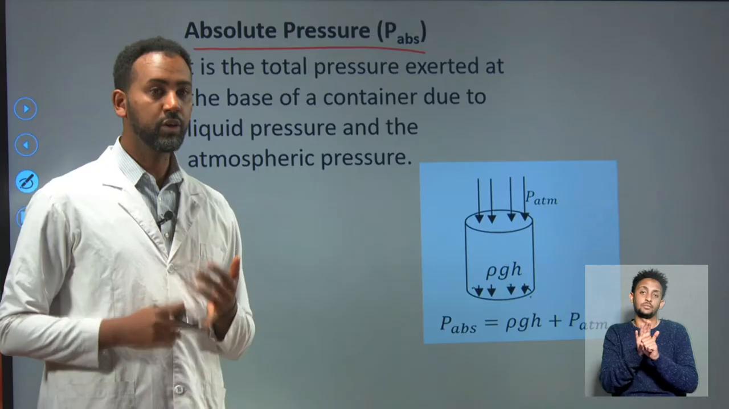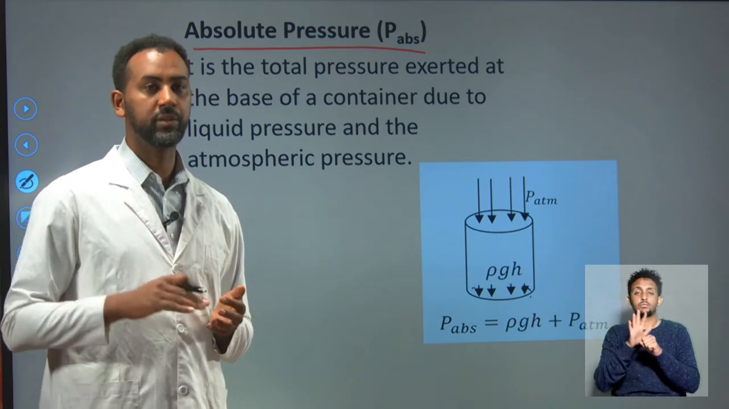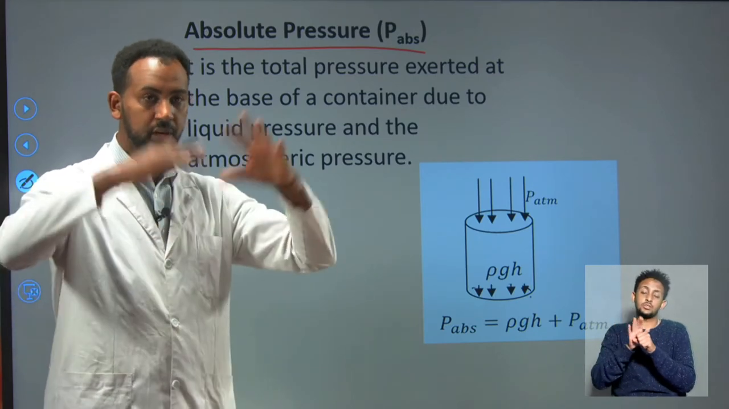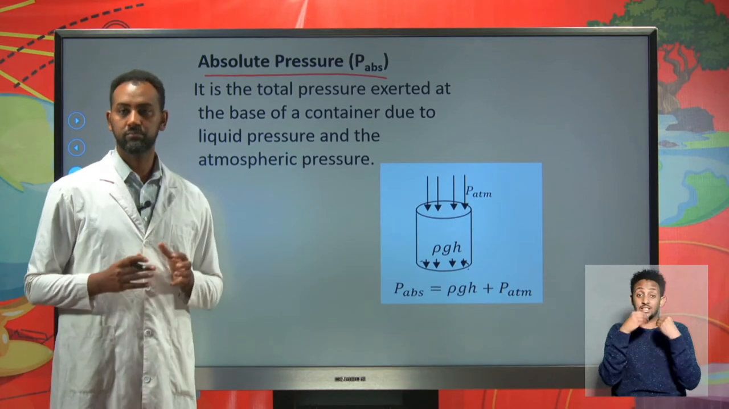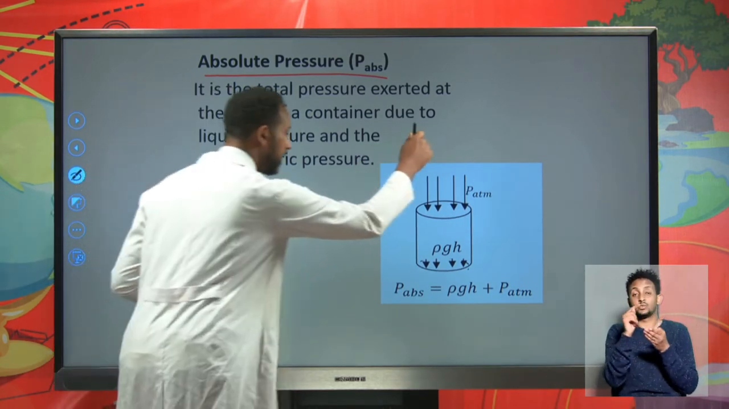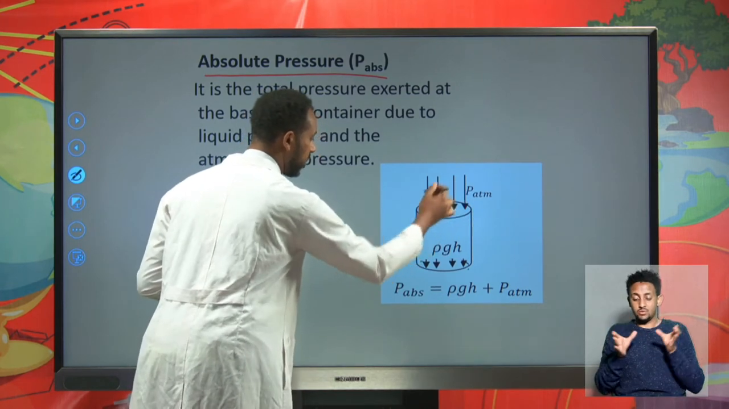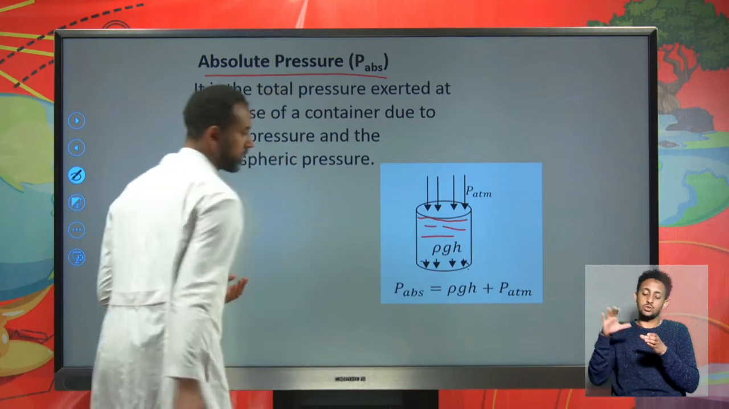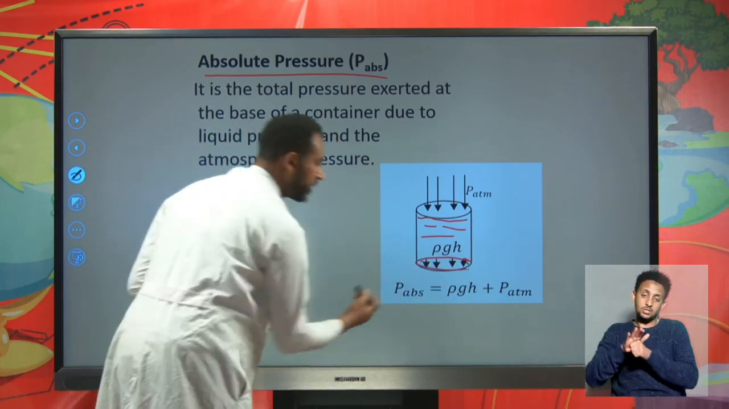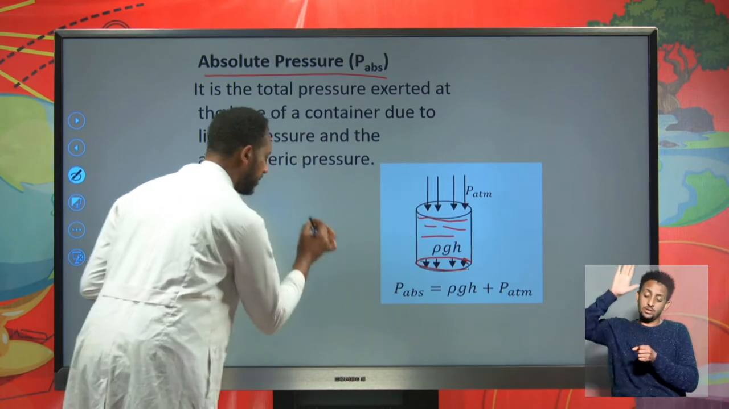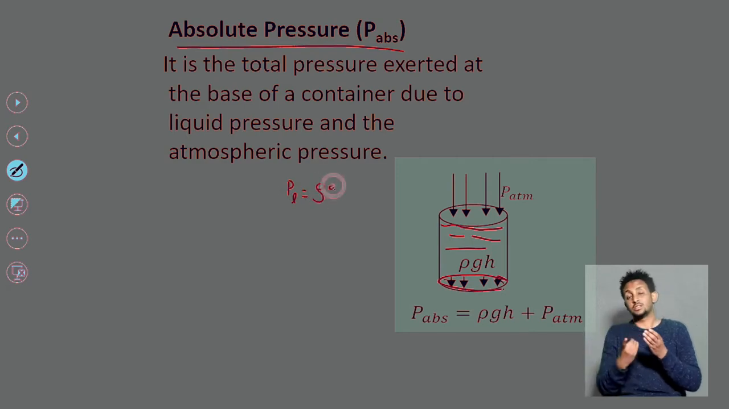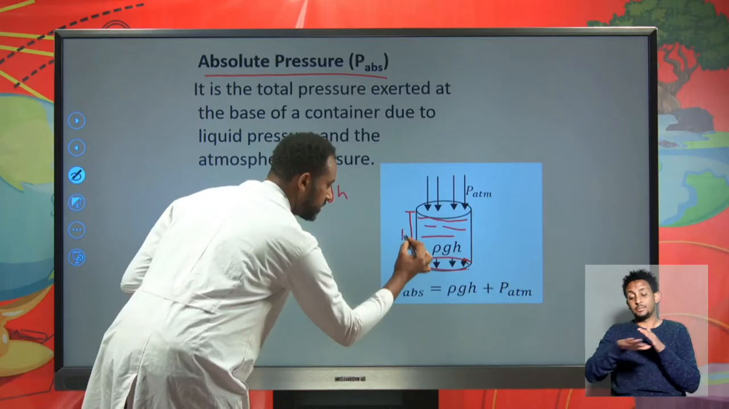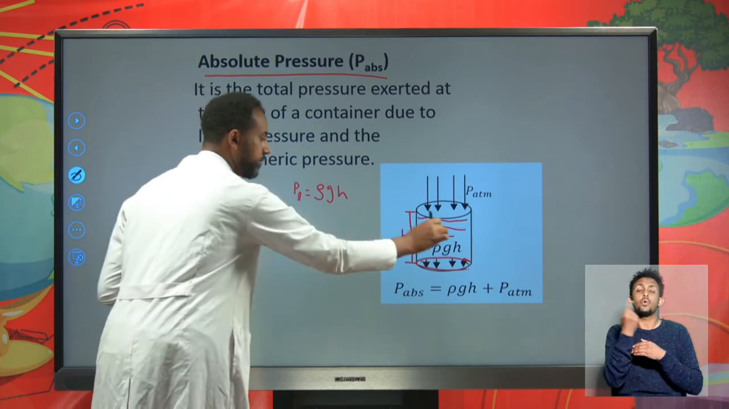So far we have seen the liquid pressure, which is the pressure of a liquid at the base of a container, and atmospheric pressure, the pressure of the atmosphere on the Earth's surface. And now let's see the absolute pressure. Let's say that here you have an open container with a fluid, it might be water. The pressure exerted at the base of the container due to only the weight of the liquid is known to be the pressure of the liquid. It is related to the density of the fluid, gravity times elevation or depth. Let's say that the level of the water from the base of the container is h. So this is only due to the weight of the fluid.